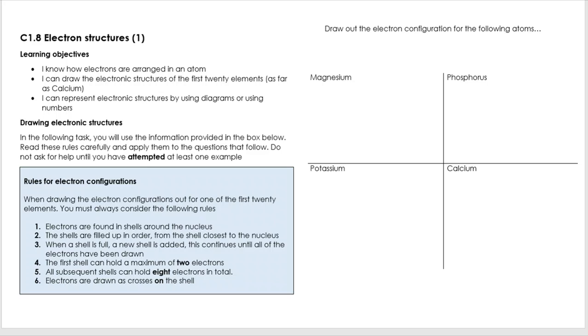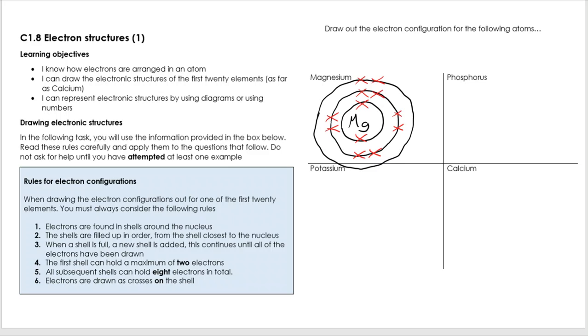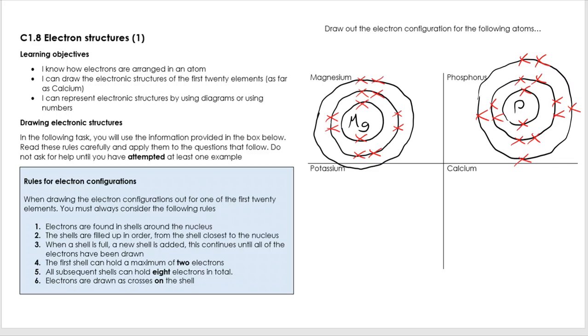Okay, magnesium has 12 electrons in total. Atomic number 12, 12 protons, therefore 12 electrons. So that will go 2 in the first shell, 8 in the second shell, and 2 in the third shell, a total of 12. Phosphorus has 15 electrons, so that's 2 in the first shell, 8 in the second shell, and 5 in the third shell.